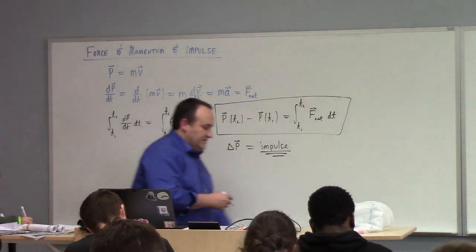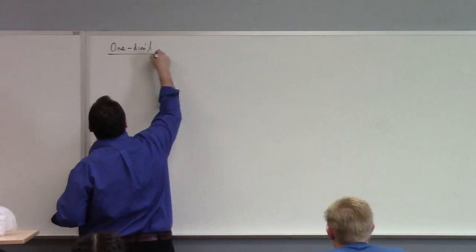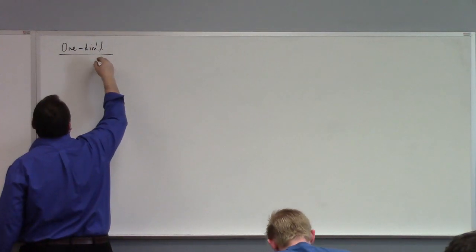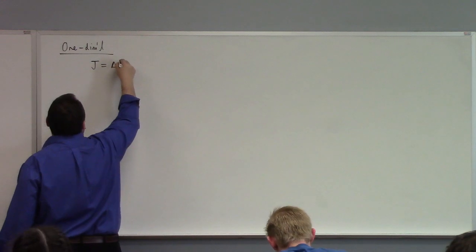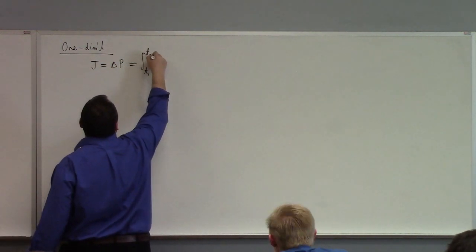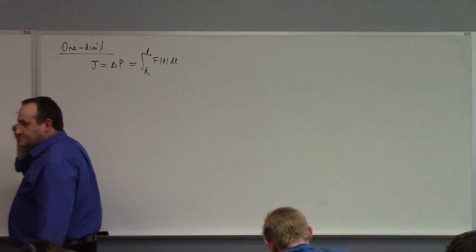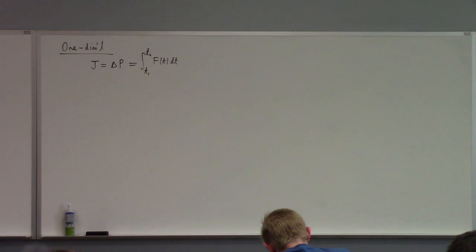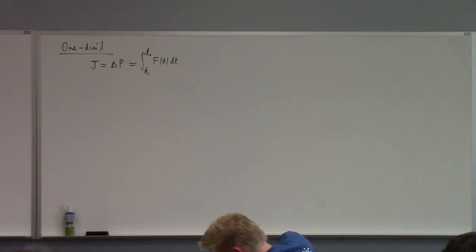So for the one-dimensional case, typically you see something like J is equal to the change in momentum. That's equal to the integral from t1 to t2 of just F(t) dt, right? I suppose you could think of impulse as a vector as well. But, oh, here's an example.